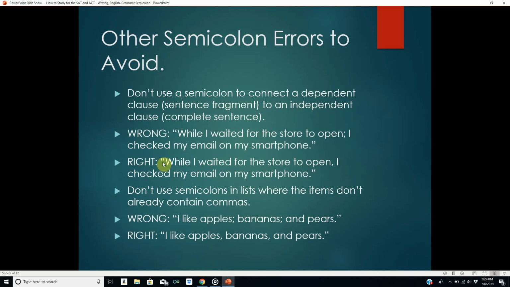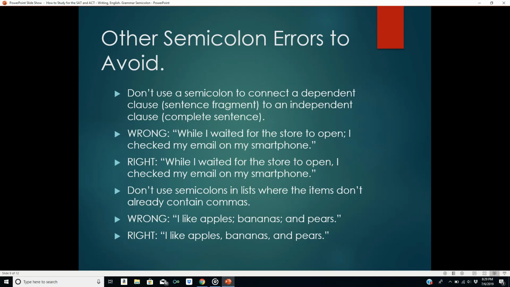So the right would be: "While I waited for the store to open, I checked my email on my smartphone." So again, use a comma here after a dependent clause. "While I waited for my store to open, I checked my email on my smartphone."